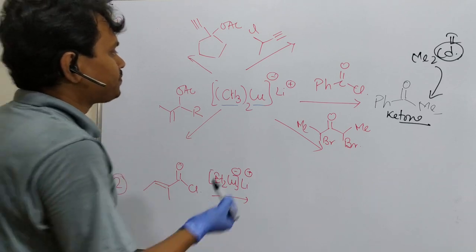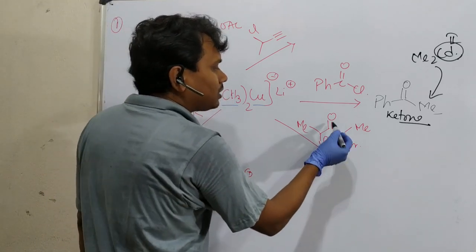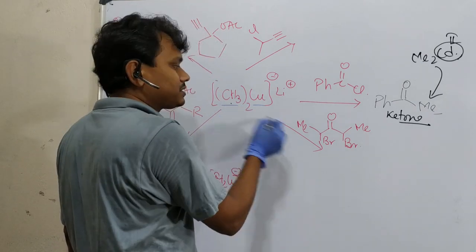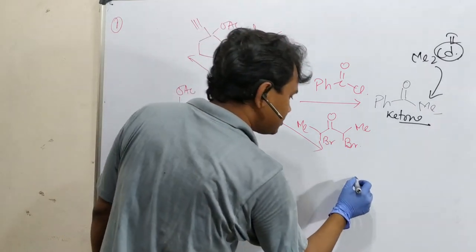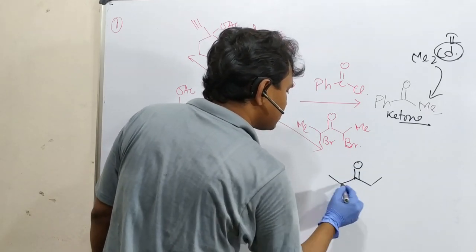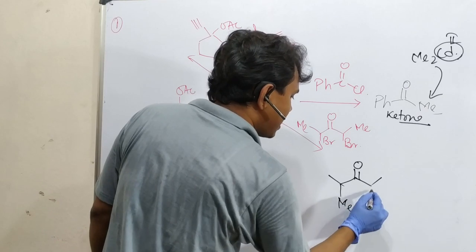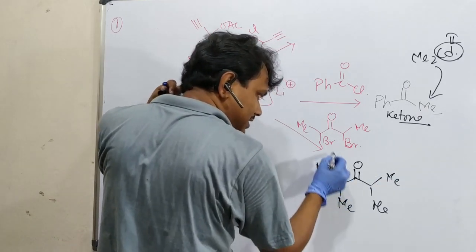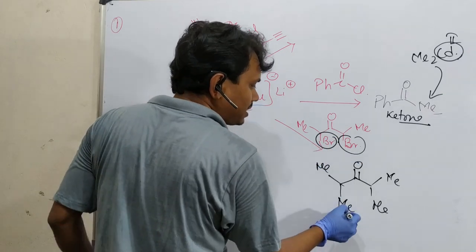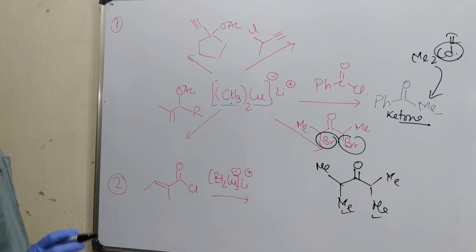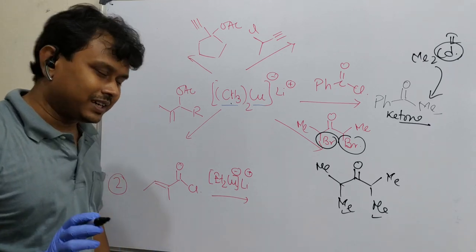Similarly, we know that alpha halo carbonyls are very susceptible to substitution reactions. A similar thing happens. It reacts, and this bromo is substituted with methyl. These two methyls were previously there. So this bromo is substituted by this methyl. Fine.